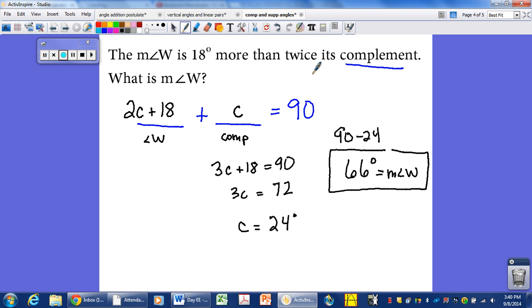So remember, anytime you have these problems, there are two angles that add up to give you the complements. One of them is your given one, and one of them is just the variable. Two angles.